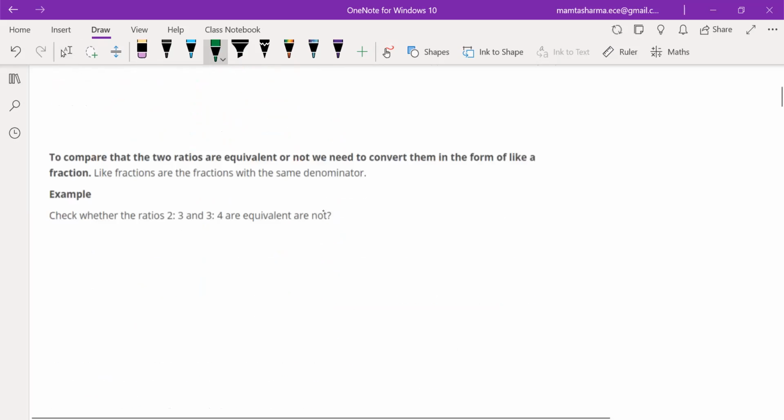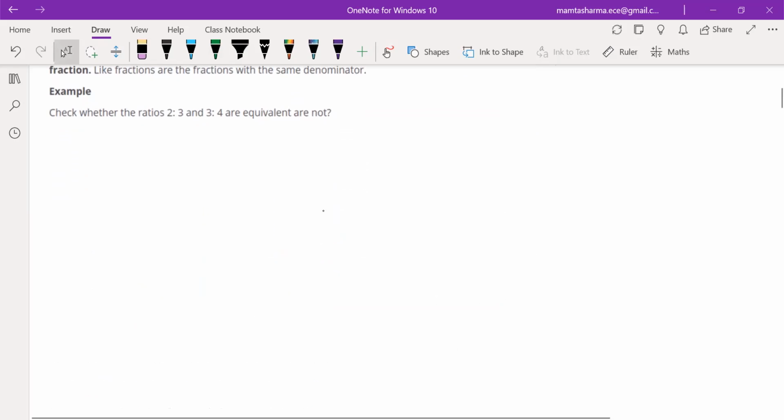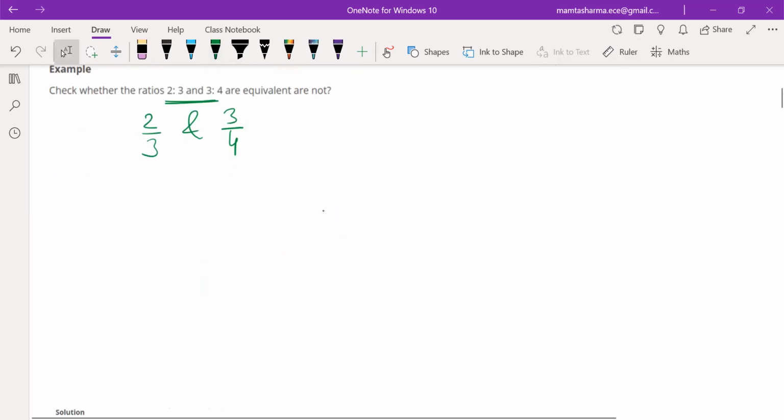Now see how to compare two ratios, two equivalent ratios. If I give the example 2 by 3 and 3 by 4, are they equivalent or not? How will you compare these ratios? The same thing we did in the second chapter, fractions and decimals. How will you compare two fractions? We just need to find the LCM and do it.